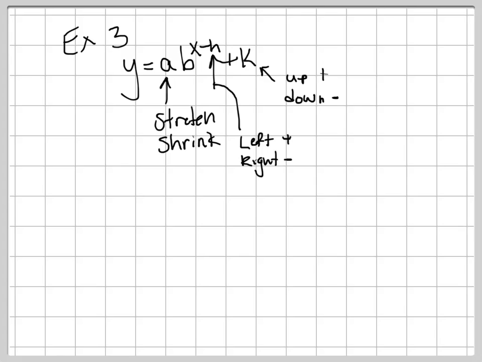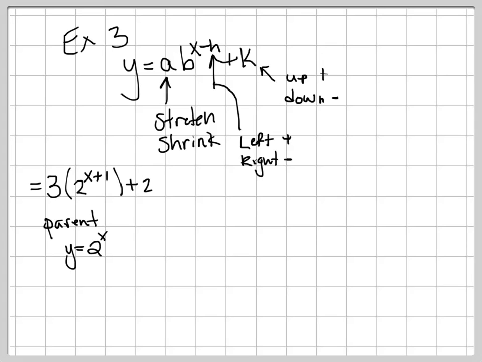Okay, so let's look at a real example. This is going to be y equals 3 times 2 to the x plus 1, plus 2. So if we were just to describe this, well, first of all, it's been stretched vertically by 3 compared to the parent function here. It's just going to be y equals 2 to the x.